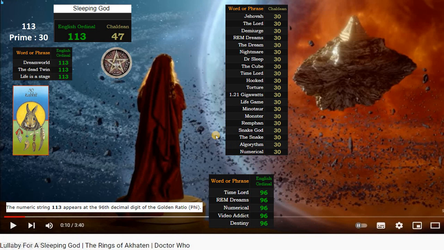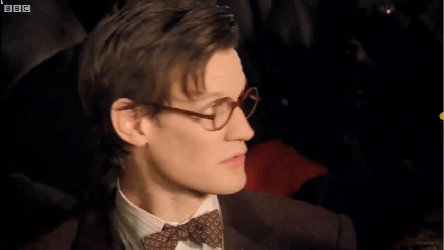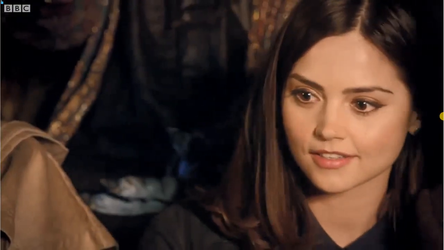And in Phi, 113 appears at the 96th digit, and 96 is the yin-yang, it's a duality, and 96 is linked to the following expressions in English Ordinal: Time Lord, REM dreams, and numerical. Those three expressions were also in Chaldean. And then we have video addict and destiny. These are offerings, gifts of value, mementos to feed the old god.